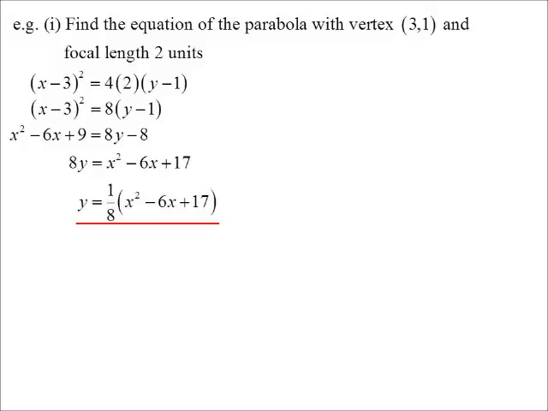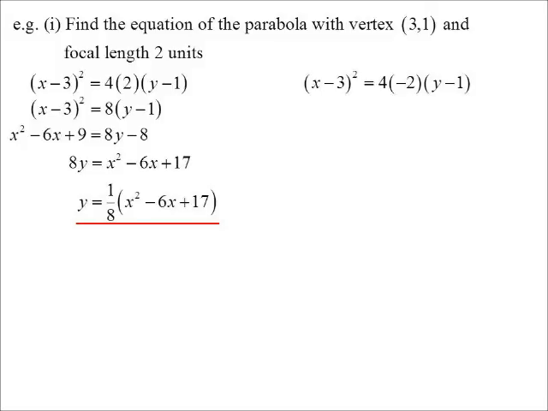Let's see what it looks like. x squared minus 6x, we tidy that up. There we go. Eventually we got it. That would be y equals 1/8 of x squared minus 6x plus 17. Of course, that's just one possibility. I never actually said this was concave up. All I said was the vertex was 3, 1 and the focal length was 2. So it's possible it might be concave down, in which case a would be negative 2.